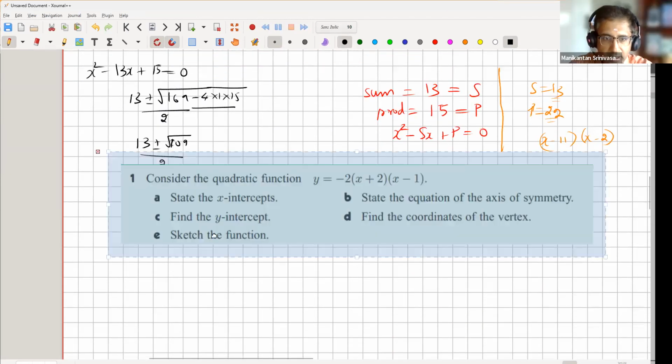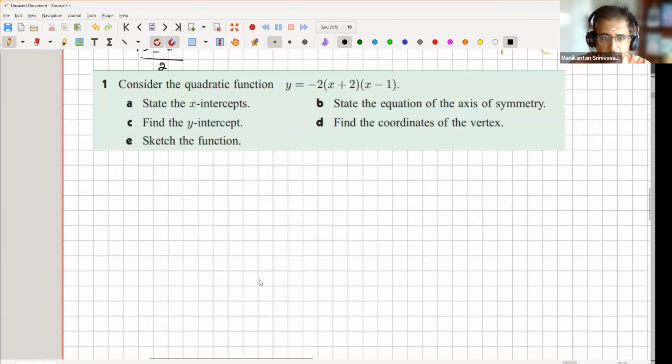Okay. All right. If you open up the textbook, this is question 1 in exercise set 1A on page 47. Can we all try this? I'll give 2 minutes for you to try this fully.